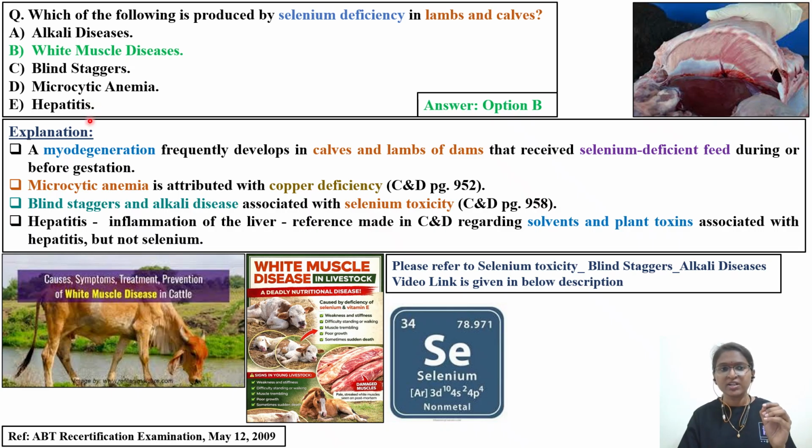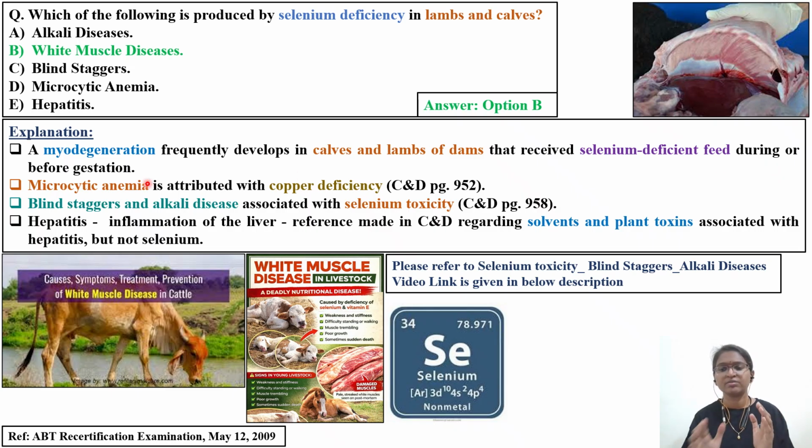And microcytic anemia, hepatitis, why they are caused, we'll see in the explanation which was given by the previous DABT students. Myodegeneration, myo means muscle. Degeneration frequently develops in calves and lambs of dams. Dams means pregnant animals. Those that received selenium deficient feed. Whenever pregnant animals are consuming grass or feed which is deficient in this particular metal, that is selenium, they will be getting this myodegeneration during or before gestation.